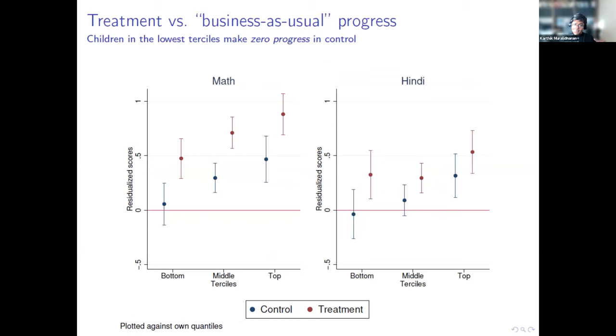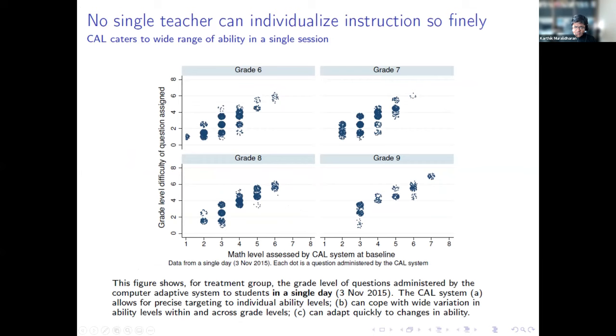And then this is the point about, from a research perspective, what's so exciting about this kind of technology: we have access to literally millions of data points, right? So this is just a snapshot of a single day. And what you see is what the system is doing. So this is now flipping that picture and putting the grade assessed on the x-axis, okay? So what this is telling you is if you're an eighth grade classroom, remember there were kids assessed at a 2, at a 3, at a 4, at a 5, at a 6, and this is now the grade level difficulty of the question assigned.